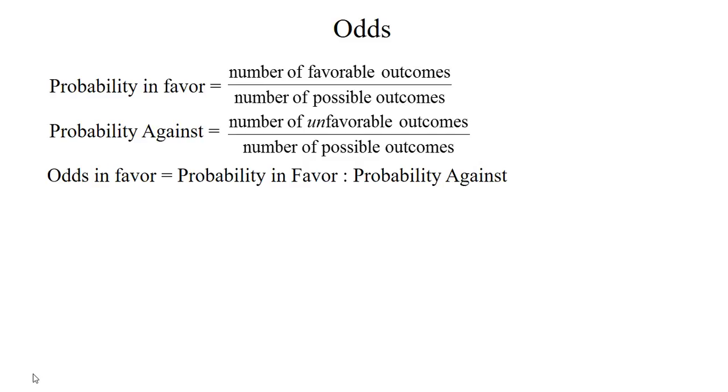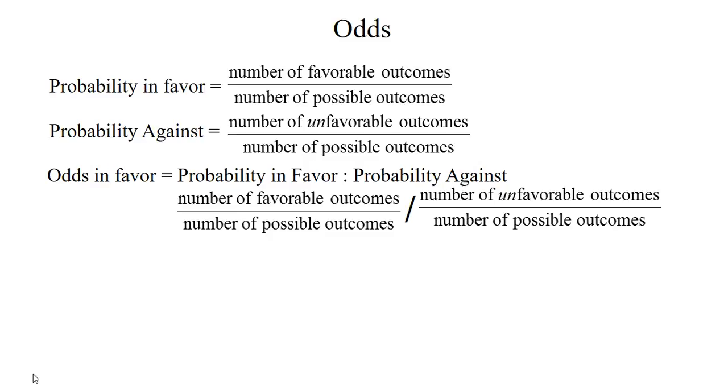We're going to change this formula a little bit by replacing the probability in favor with the number of favorable outcomes divided by the number of possible outcomes. The colon that's in between the two indicates that we're representing an odd, but it is used to replace a division bar. So we're going to replace it with a division bar for now. Then the probability against is replaced with the number of unfavorable outcomes compared to the number of possibles.